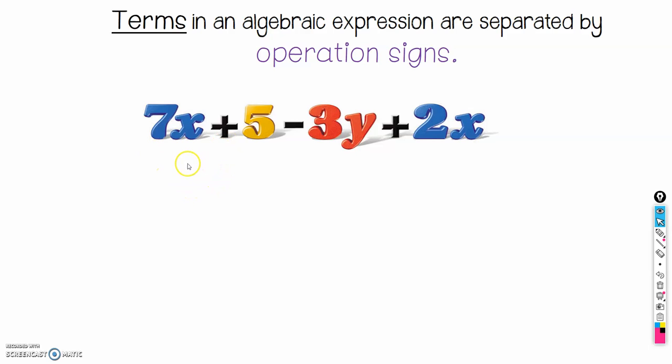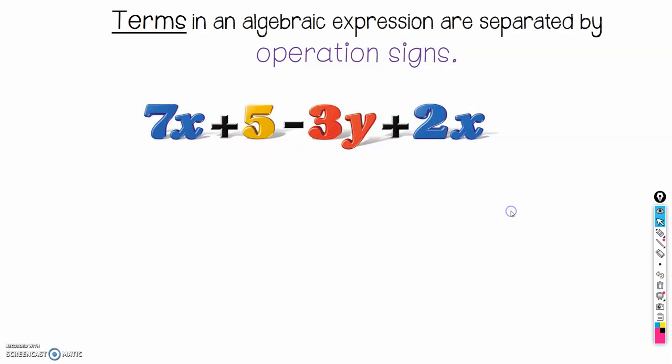And all I have to do to find the terms is to replace each one of these operation signs with a comma. So it would go something like this. 7x is a term. 5 is a term. Negative 3y is a term. And 2x is a term. So each one of these is its own term. Again, a term is basically just a word in an equation, in a math sentence.